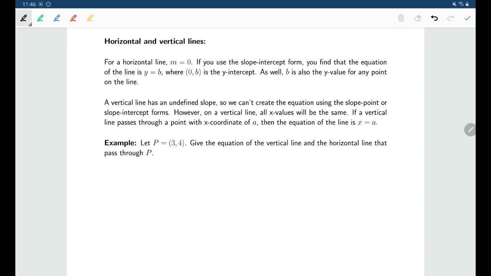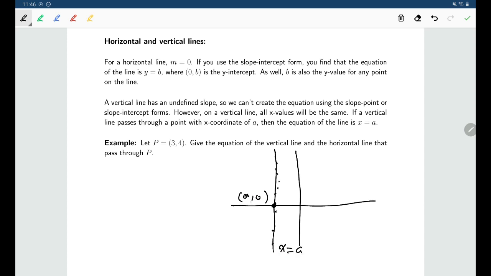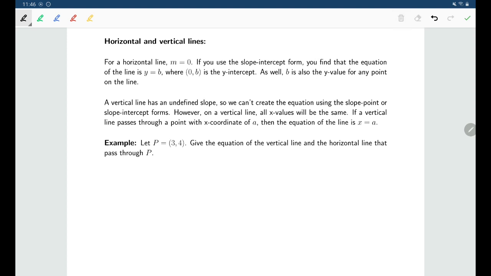And a similar sort of thing happens for vertical lines. For a vertical line, instead of all the y values being the same, on a vertical line, all the x values are the same. So if you had a vertical line that had an x-intercept (a, 0), you could say the equation of that line is x = a, that any x coordinate that we have on that line is going to be a. So here we've got a point, the point (3, 4). We want the equation of the vertical line and the horizontal line that pass through that point.